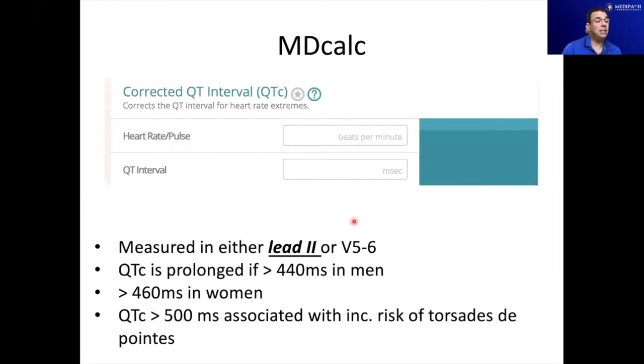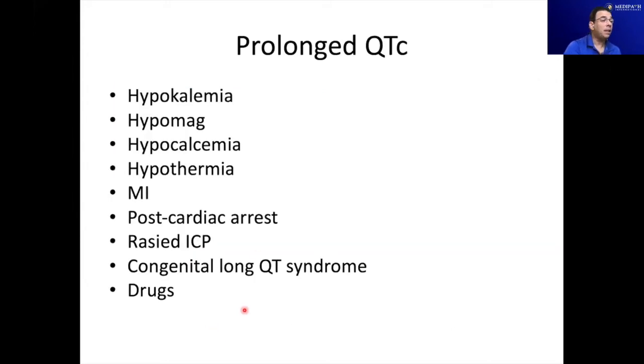440 milliseconds is the upper limit for men versus 460 for women. But we start seeing that R on T phenomenon, with higher risk, once it gets above 500 milliseconds. Again, things that can increase your risk for a prolonged QT are mostly electrolyte abnormalities, and drugs are the most common causes. Typically low potassium, low magnesium, low calcium can do it. If you're hypothermic, you can get it.